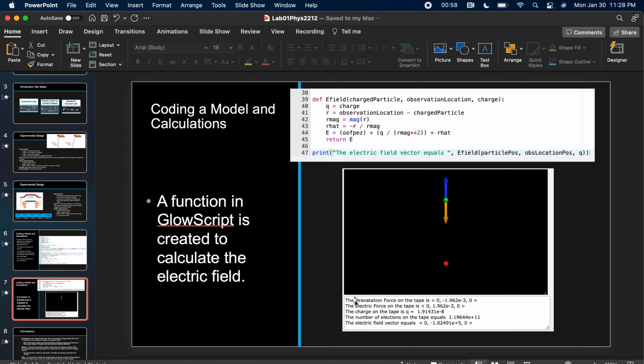And so here are the final results. The gravitational force on the tape points in the downward direction. This is the yellow arrow right here. The electric force on the tape points in the upward direction, and it can be seen right here in the blue arrow. The charge on the tape is 1.91e-8. The number of electrons on the tape is 1.196e11, and the electric field vector equals (0, -1.02e5, 0).